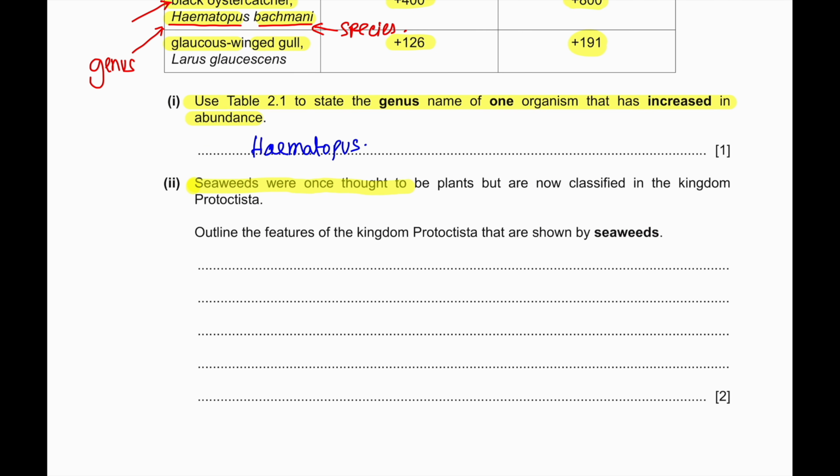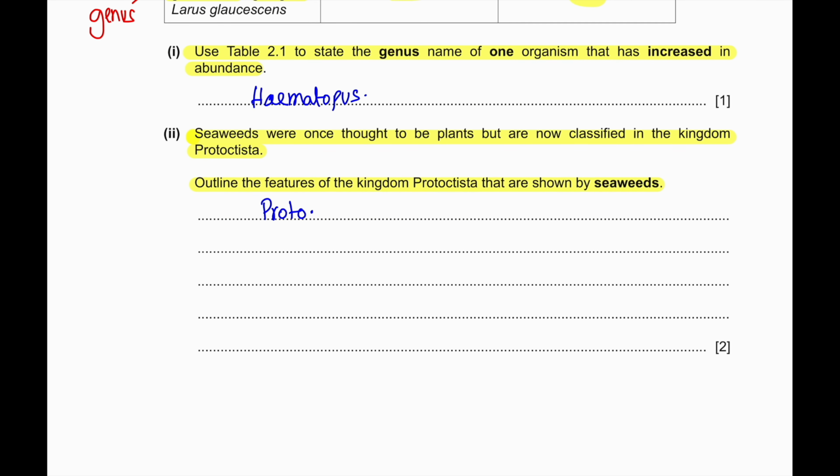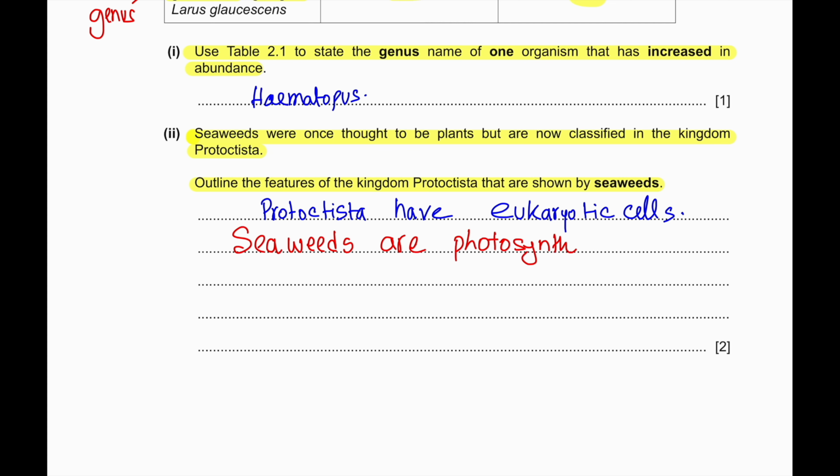Seaweeds were once thought to be plants but are now classified in the kingdom Protoctista. Outline the features of kingdom Protoctista that are shown by seaweeds. So we can write that Protoctista have eukaryotic cells, which is similar to seaweeds. And seaweeds are photosynthetic, which is the same with Protoctista. Some additional points that we can also write are that they are aquatic and they don't contain any vascular tissue, which are features of kingdom Protoctista.